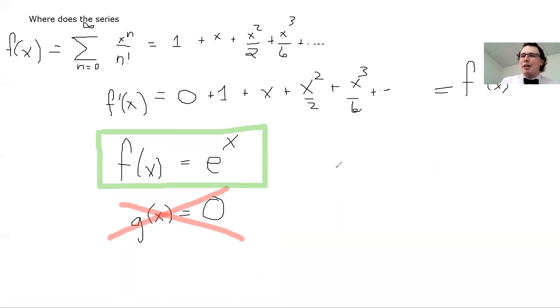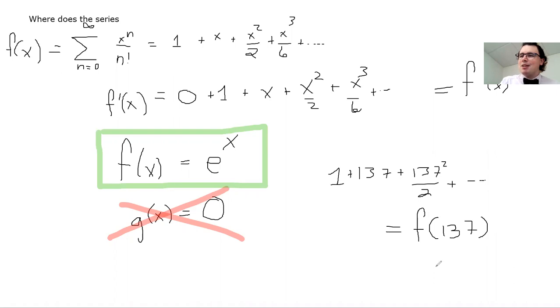When I was talking earlier about what is the number 1 plus 137 plus 137 squared divided by 2 and so on, what does that series equal? Well, I picked 137 as the value for my x. So this series has to converge to e to the power 137. That's what number it is.